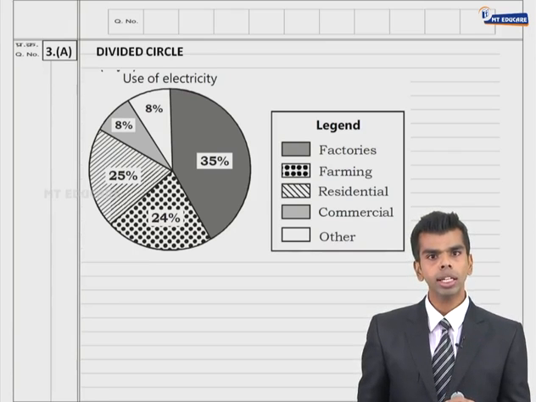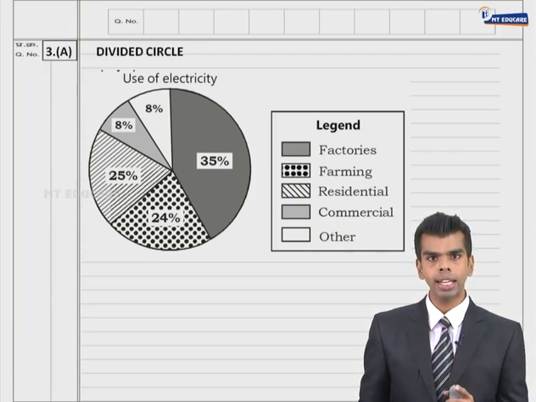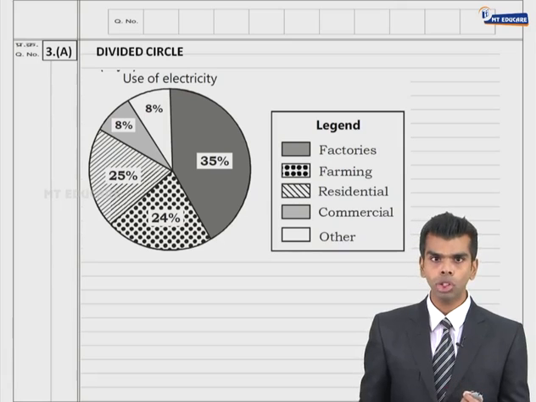Once you get the degrees, you can mark the information and shade it. After shading, on the right hand side you will make the legend, that is the index, showing which shading is for which information, and write the title. All this carries equal weightage in the board exams.